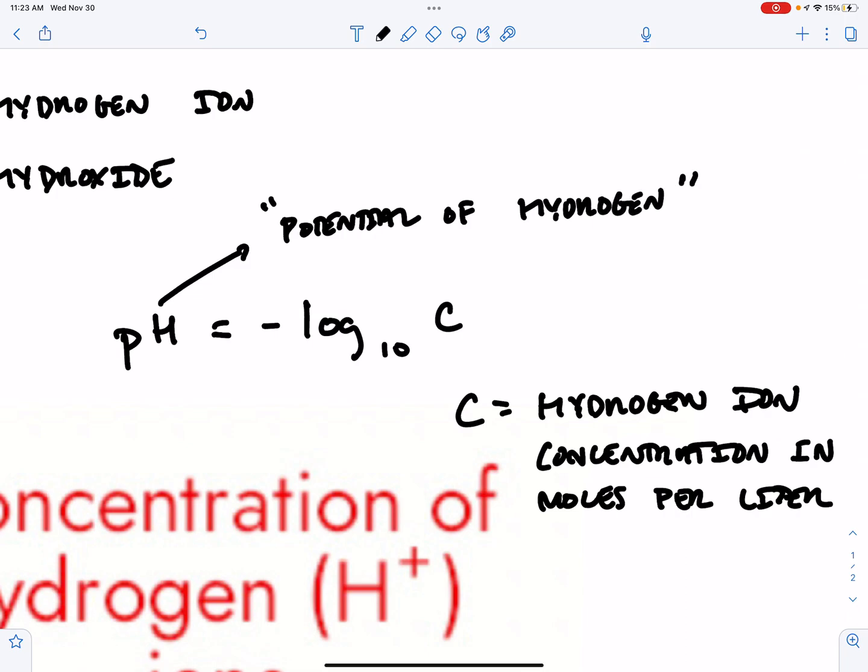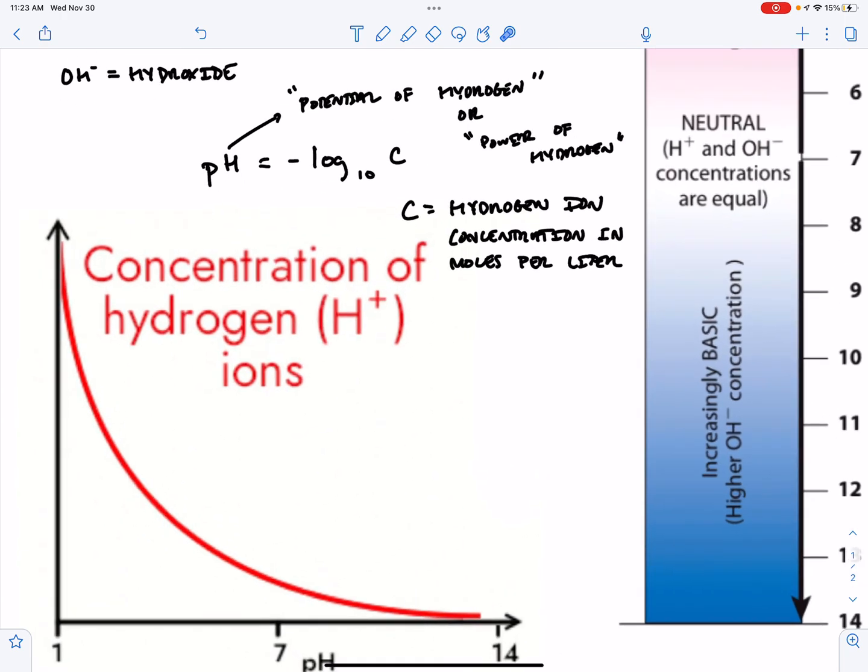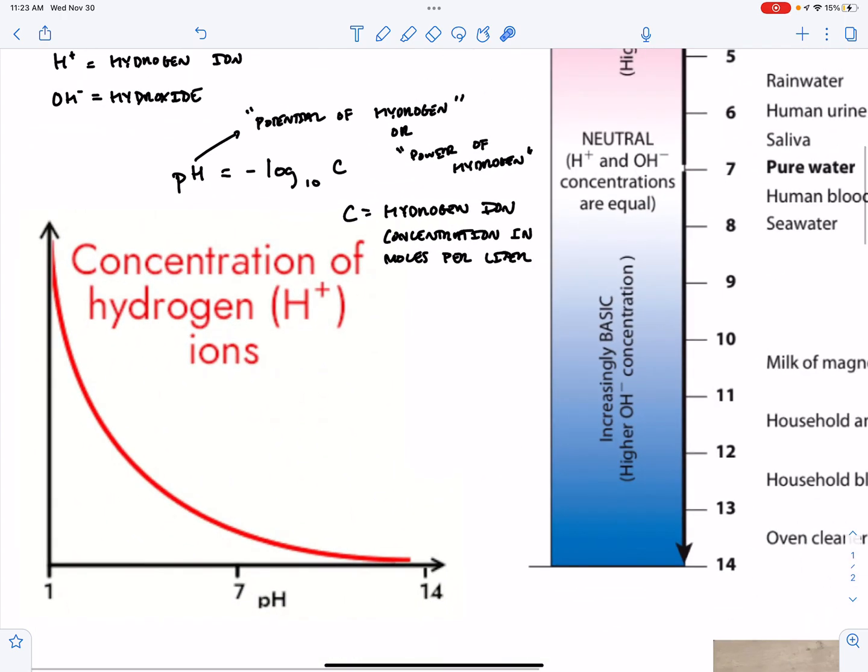Or also sometimes, this is how it's written in your book, the potential of hydrogen. You'll also see it written as the power of hydrogen. Okay, but this whole negative log thing, what does this actually mean and what does this look like on a graph? So you'll see here we have concentration of hydrogen ions that will be our y-axis, and then our x-axis is the pH.